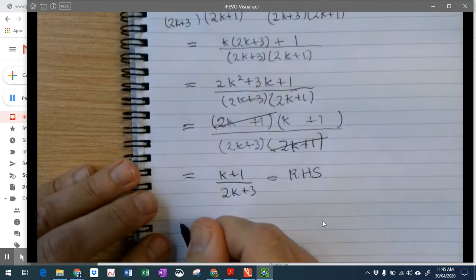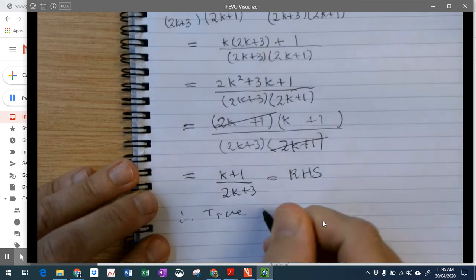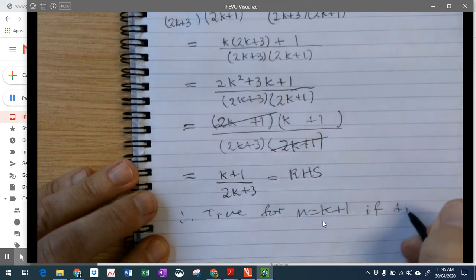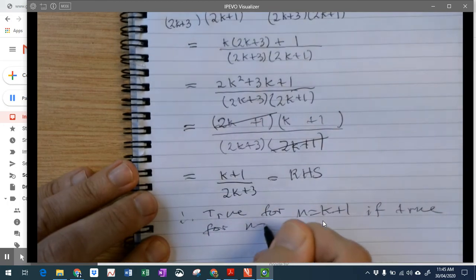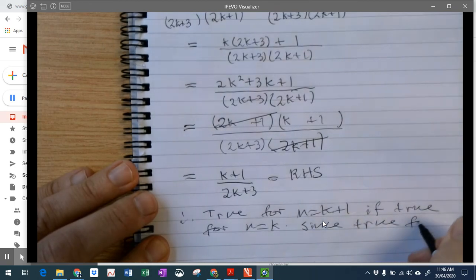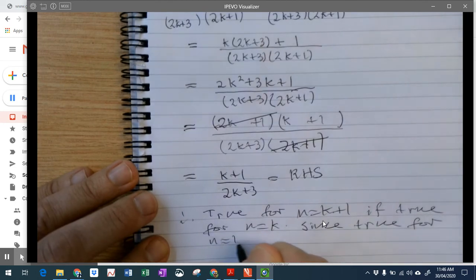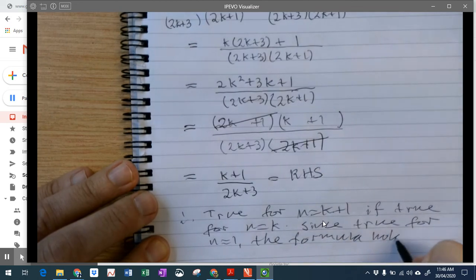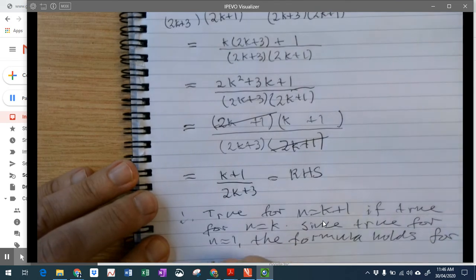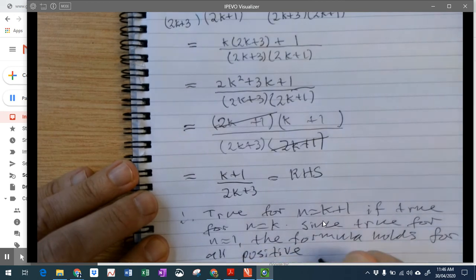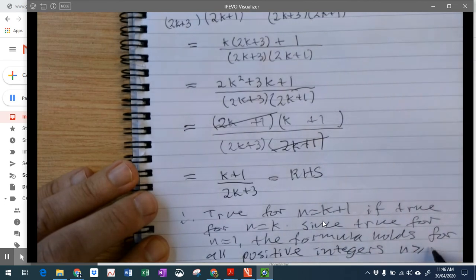Okay, and that's finished. So therefore, true for n equals k plus 1 if true for n equals k, since true for n equals 1, the formula holds for all positive integers n greater than or equal to 1. Done.